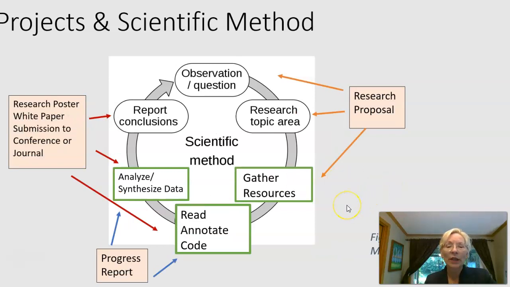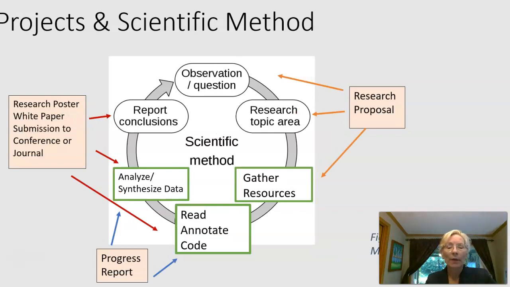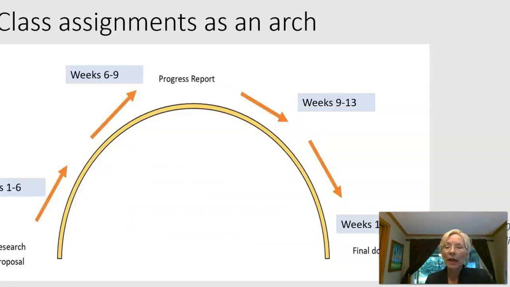So again, taking a look at how this might work. Let's move forward to how class assignments might work if we were using the arch, if you prefer the arch sort of thing. So when we start with the research proposal, that's going to be like weeks 1 through 6. And then we move into the progress report, which is weeks 6 through 9. And then we've kind of gone over the progress report. We've gone through the problems. We've recalibrated. Weeks 9 through 13, we're doing that recalibration. And then by the time we get to weeks 13 through 16, you're making the final documentation and writing that white paper that is going to go out to the world.